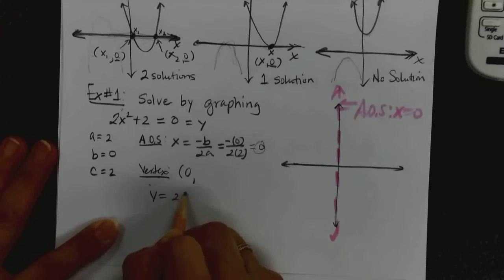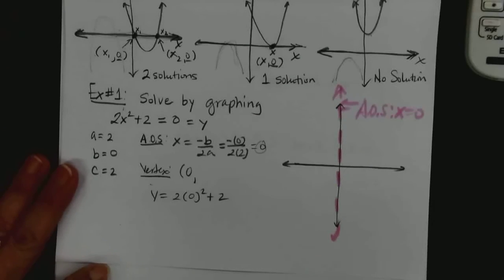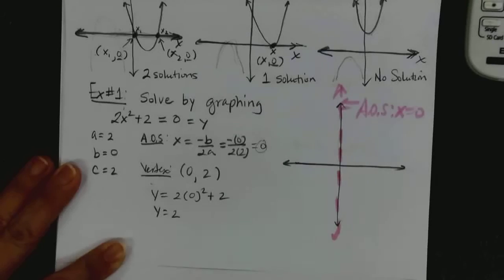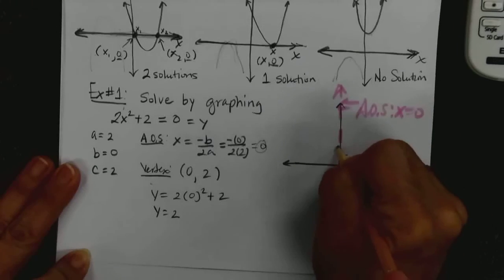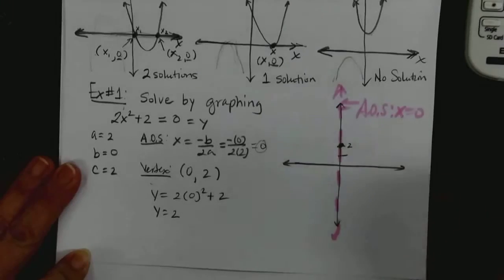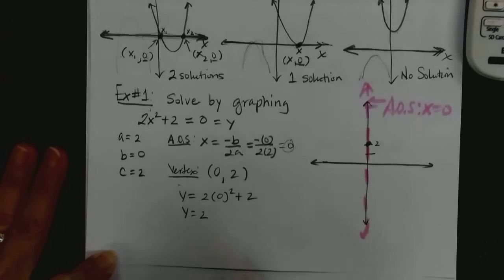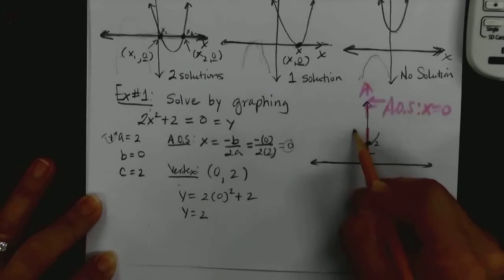So y equals 2 times 0 squared plus 2. And so what does y equal? 2. So here's 2. Here's 0, 2. 1, 2. 2, 0, 2. Now looking at our A, is this parabola going up or down? Up, because A is positive. So we know this is going up like this.